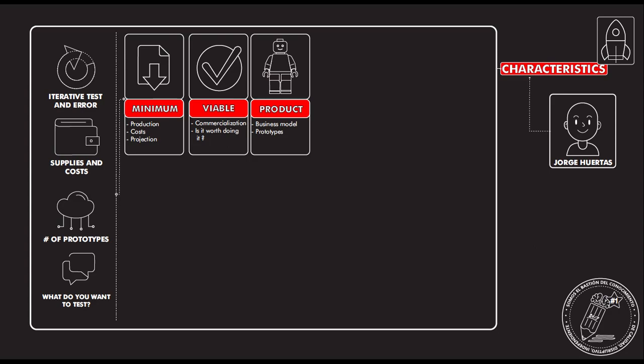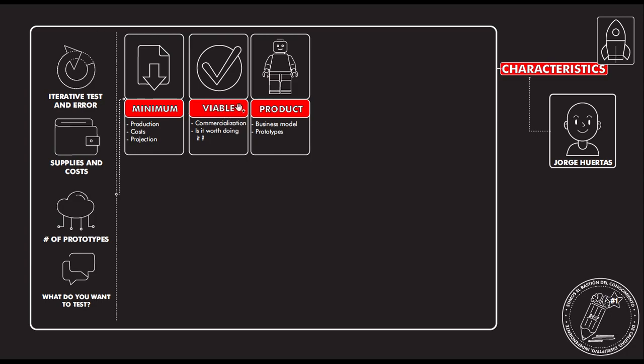Okay, minimum means minimum production. How many units do I need to make this happen? I need to have that number precisely. Very important. And that's why you also have to have minimum cost. Minimum cost is extremely important. You need to know very well all the cost of all your components, of all your supplies to make your product. And also make a projection of how many products you need to sell to make your development viable.